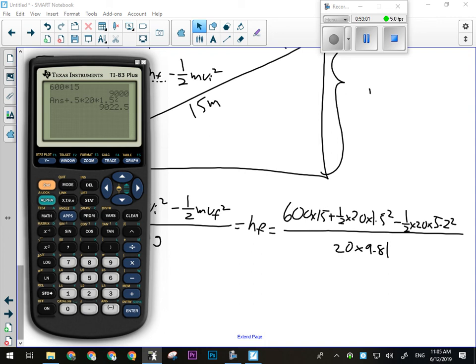Okay, so now I'm going to subtract how much of that energy is kinetic, because what I'm looking for is part of the potential energy. All right, so I'm going to subtract from that 0.5 times 20 times 5.2 squared. So I've got 8,752.1 joules of potential energy at the top. If I divide that by 20 times 9.81, that will tell me the height of the ramp.